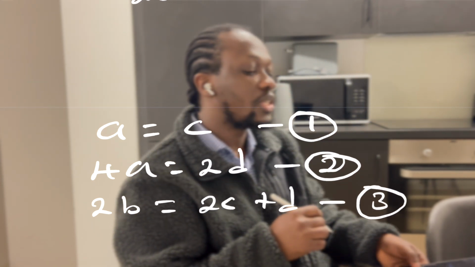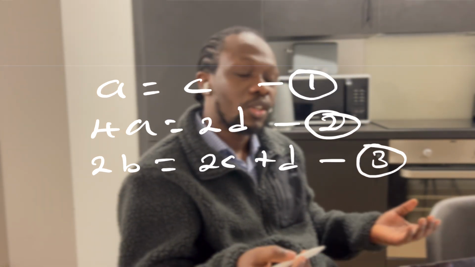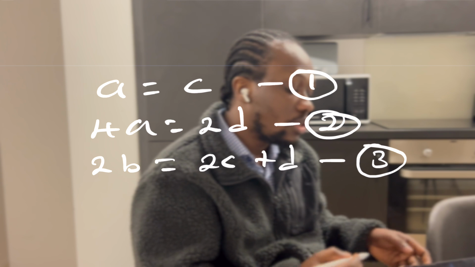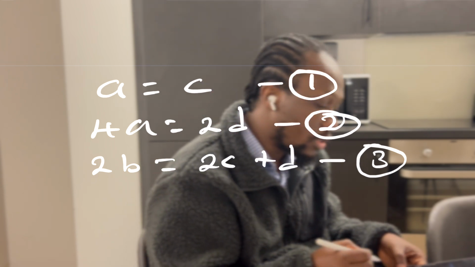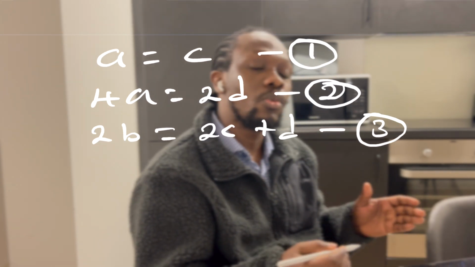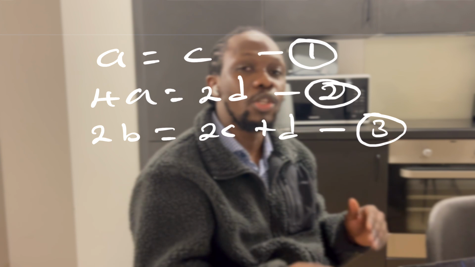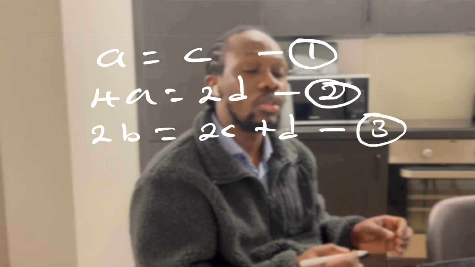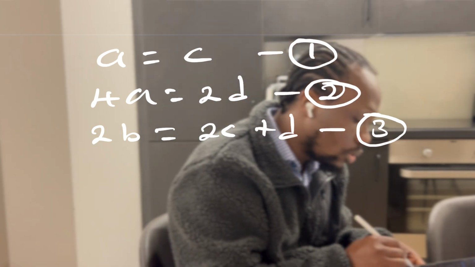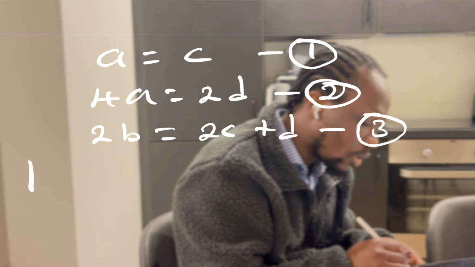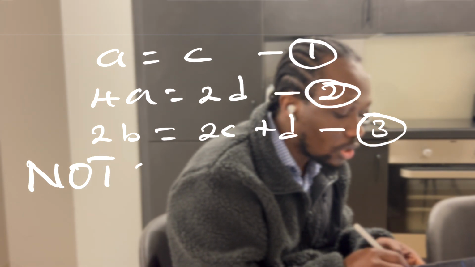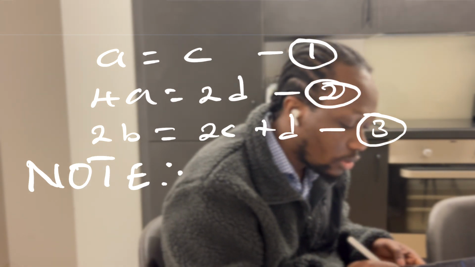Now, we have 3 simultaneous equations. So what's the next step? Now, we use the simultaneous equation method, right? You can either use what we call the substitution method or the elimination method. In this case, we're going to use the substitution method. And always note that anytime we are using the simultaneous equation method, A is always equal to 1.